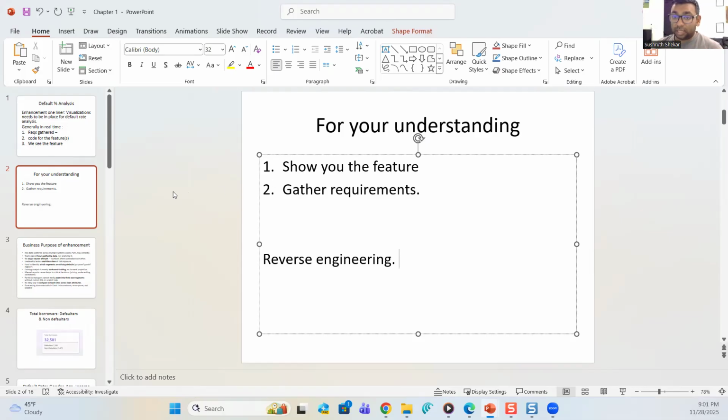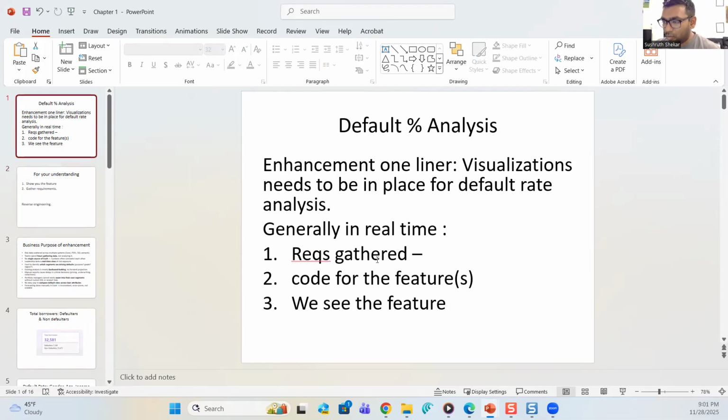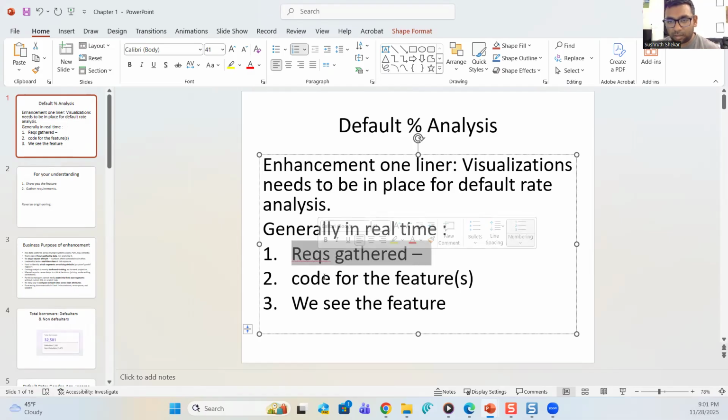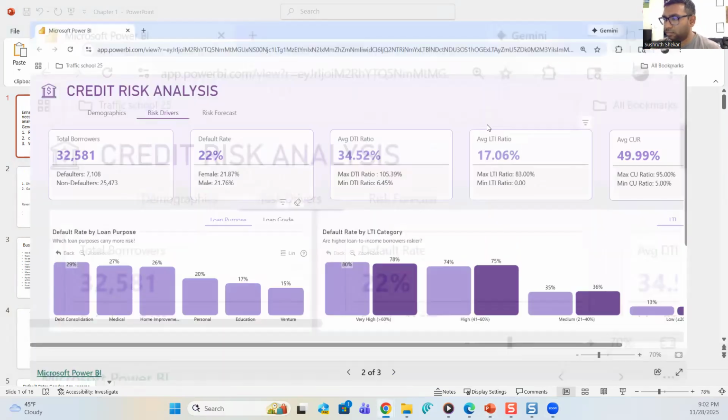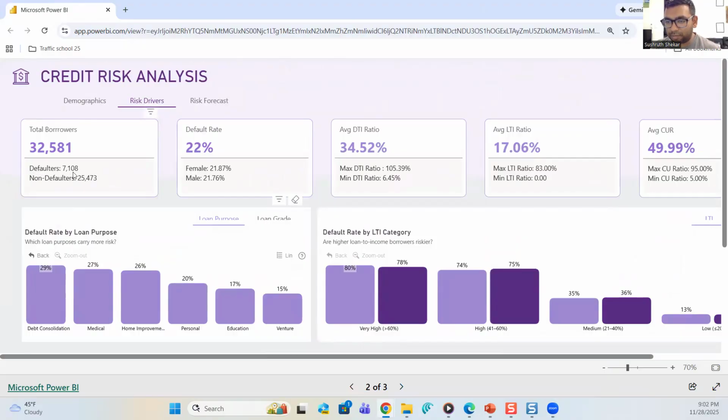I'll repeat this again, you have to understand this exercise. In the real world, first the requirements are gathered, then we code for the feature, then we see the feature. What do I mean by feature? Total borrowers, defaulters 7,108, non-defaulters 25,473. This one segment we can call a feature. In the real world, we first gather the requirements, then code for this feature. The developers and testers will type chunks and chunks of code, and then the testers will test, and then we will be able to see this feature. In that order: requirements gathering, coding, then we can visually see the feature.